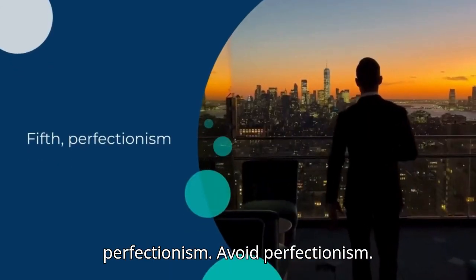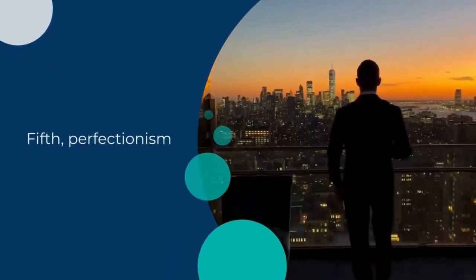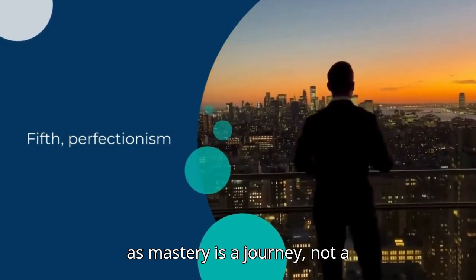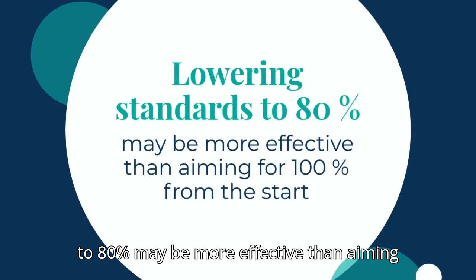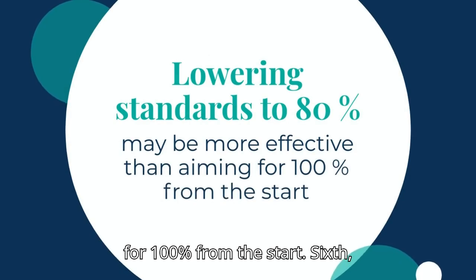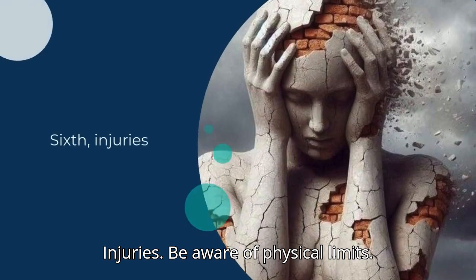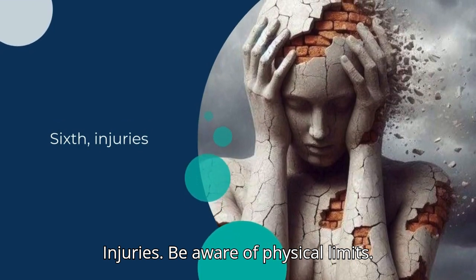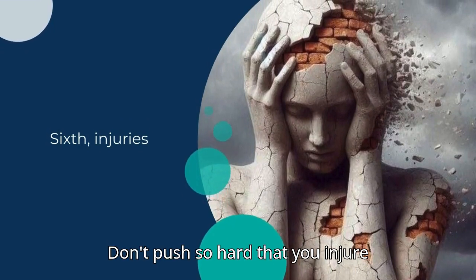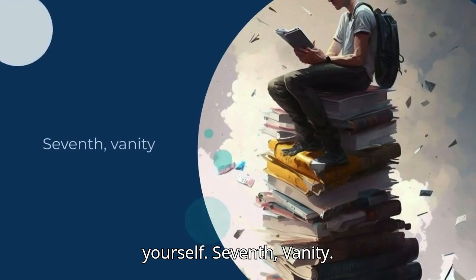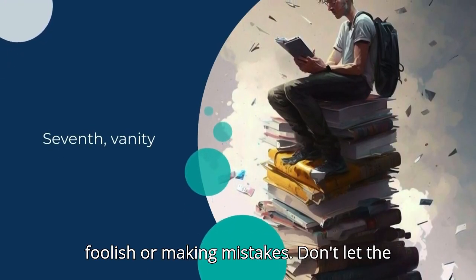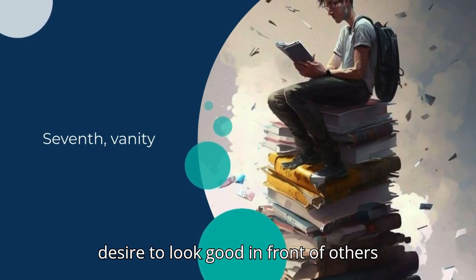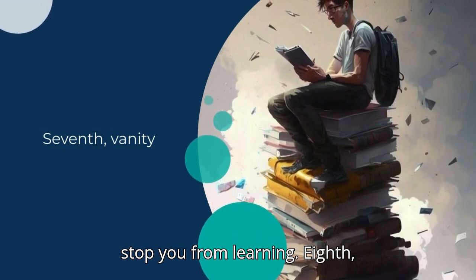Fifth, perfectionism. Avoid perfectionism, as mastery is a journey, not a destination. Lowering standards to 80% may be more effective than aiming for 100% from the start. Sixth, injuries. Be aware of physical limits. Don't push so hard that you injure yourself. Seventh, vanity. True masters are not afraid of looking foolish or making mistakes. Don't let the desire to look good in front of others stop you from learning.